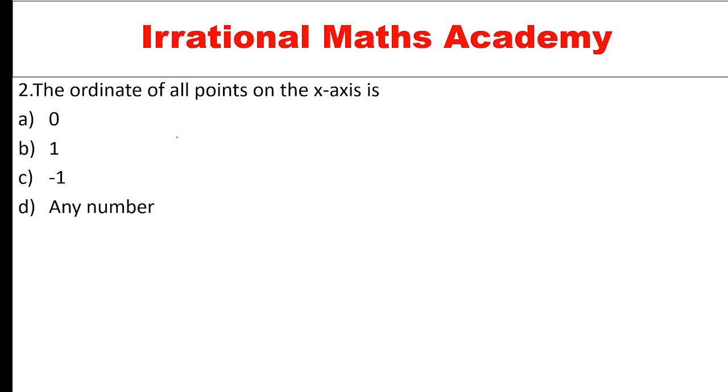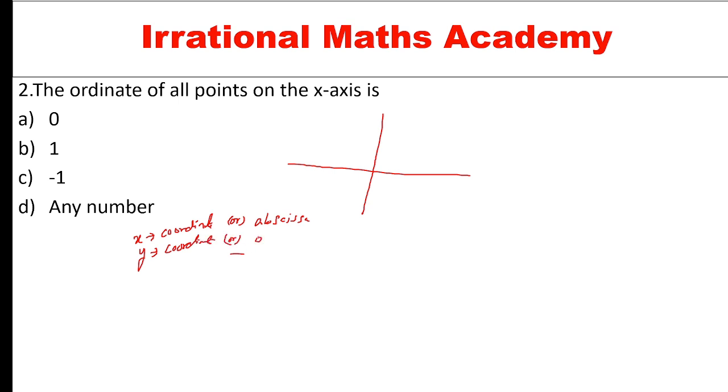Next, the ordinate of all points on the x-axis. What happens here? For example, this is my coordinate axis. What do you mean by ordinate? The x coordinate is also known as abscissa. The y coordinate is also known as ordinate.